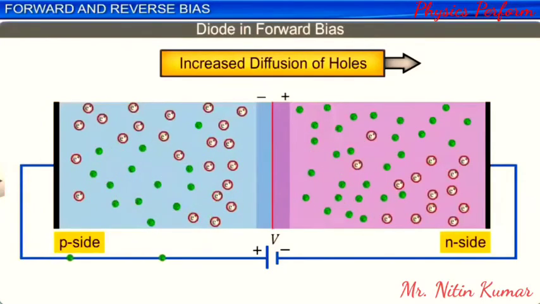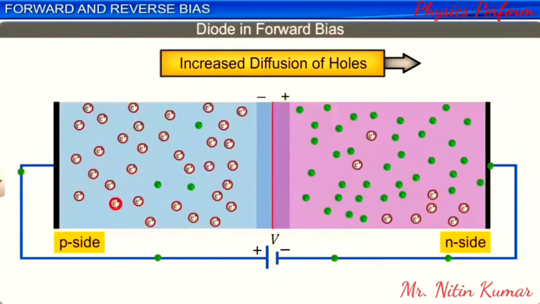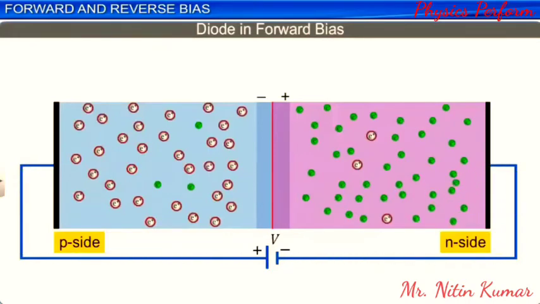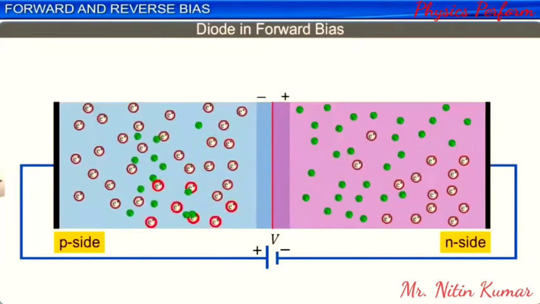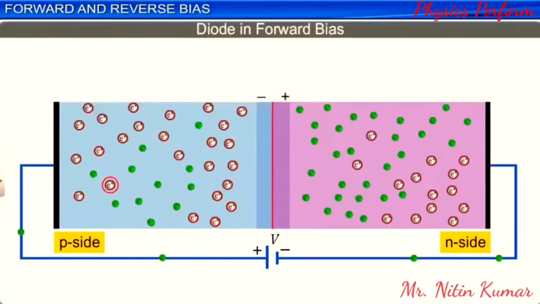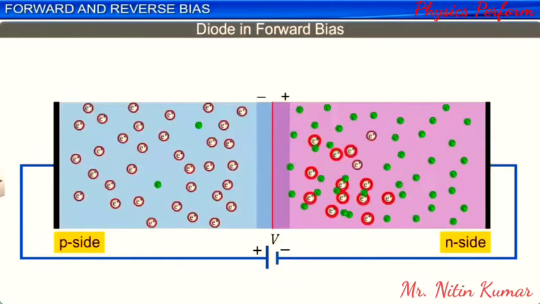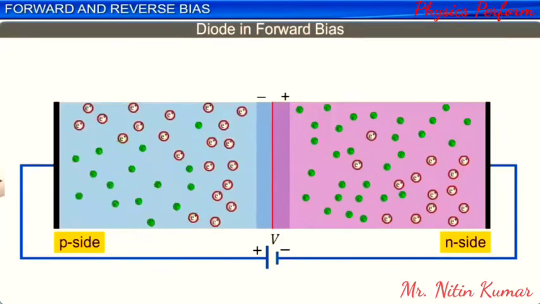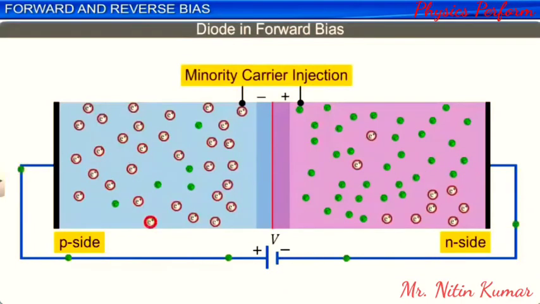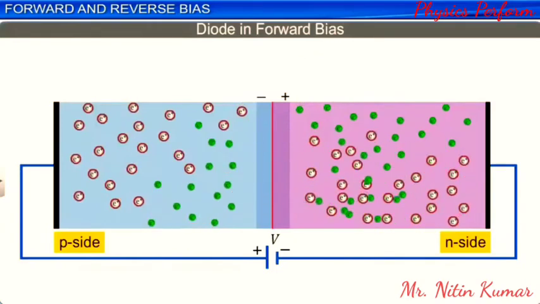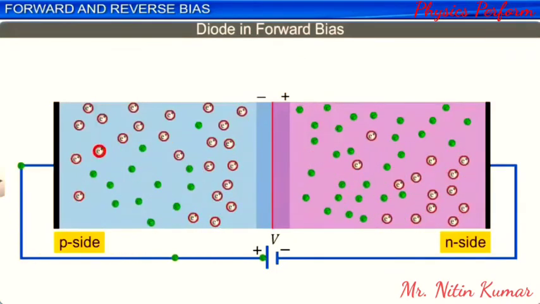Holes and electrons are the minority charge carriers in the n region and p region respectively. This increased diffusion of charge carriers in a forward-biased diode is also called minority carrier injection. As a result of the minority carrier injection in a forward-biased diode, the diffusion current increases much above its equilibrium value.